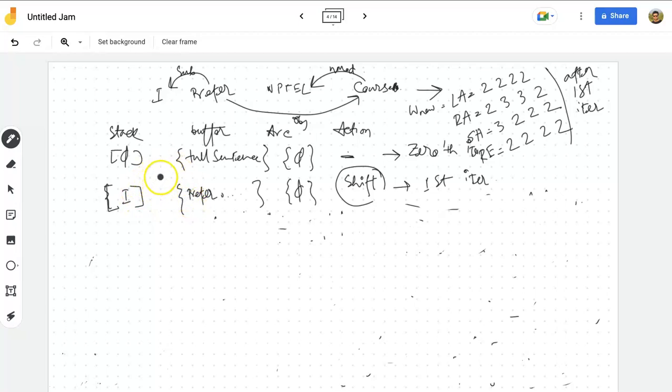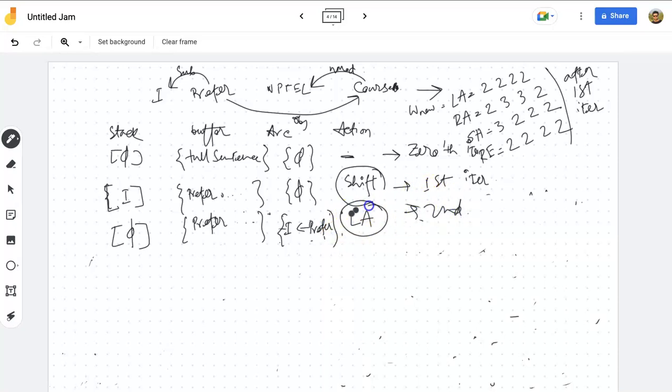Now from buffer to stack, obviously it's a left arc. So we can take the left arc. This is the action we need to take, a left arc from buffer to stack. As this is a left arc, the stack will be empty, the buffer will remain as it is, and we need to add this relation in R. So this is after the second iteration.